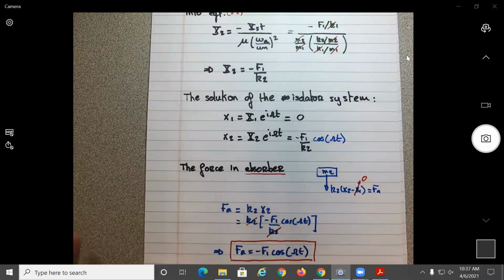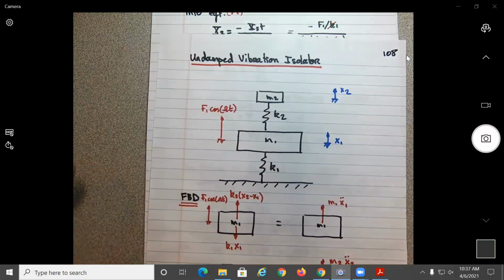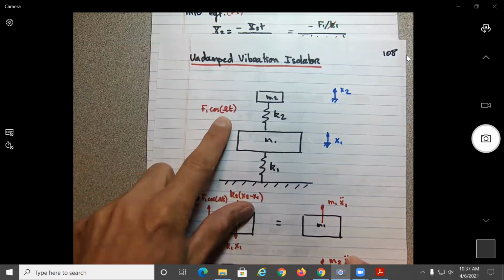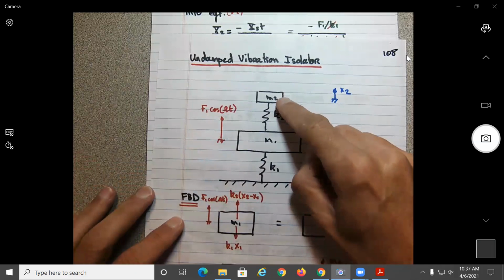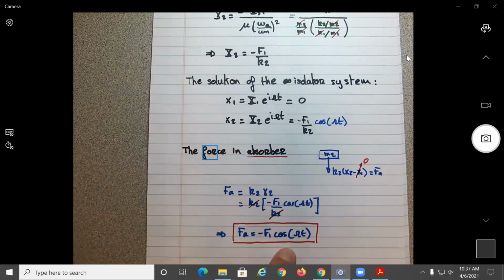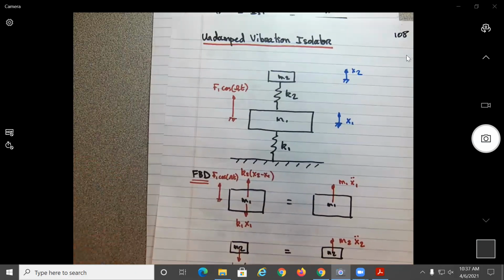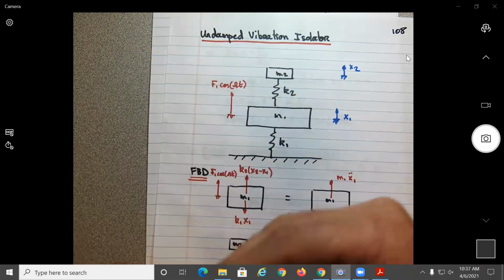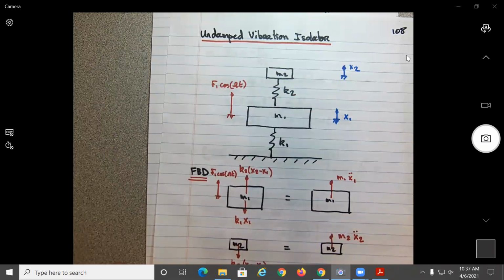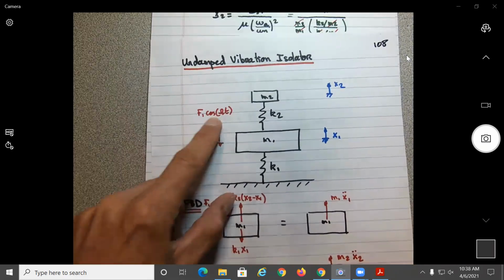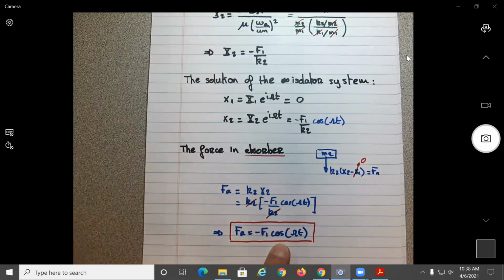So let me finish and then answer the question. So basically we go back to the system. You will see that all this stuff makes sense, no? But what is the value of the force applied? F1 cosine omega t. What is the force created by this mass M2? Minus F1 cosine omega t. So basically what we're doing is setting up M2 and K2 in such a way that it's exactly equal to this force, but in the opposite direction. So basically we'll set up M2 so that this becomes zero. All right?